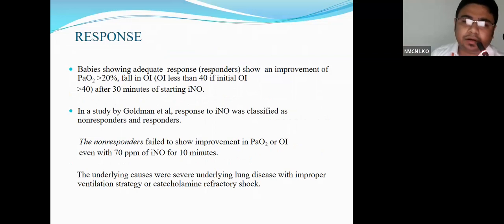So how do we assess the response? There is a classification from Goldman et al., who classified patients into responders and non-responders. So what is the definition of a responder to iNO? Where the PaO2 increases by 20% and there is a fall in the OI after 30 minutes of starting iNO.